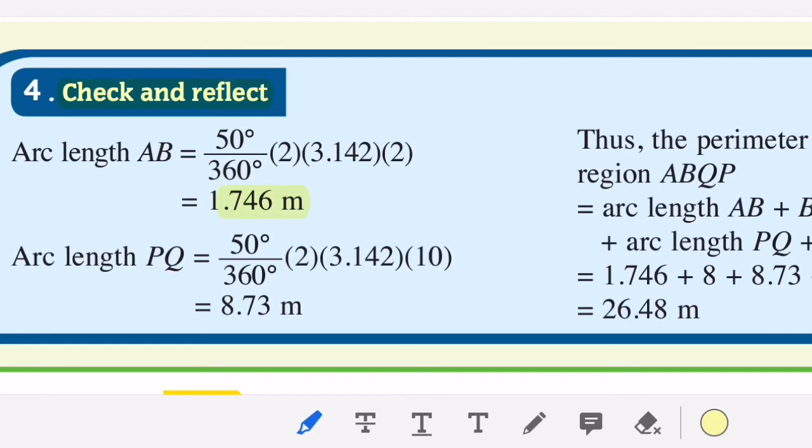50 over 360 times 2 pi r. Okay, you get the same answer. For arc length PQ, actually we use another formula, we get 8.73. So finally we add up everything, we get the same answer.